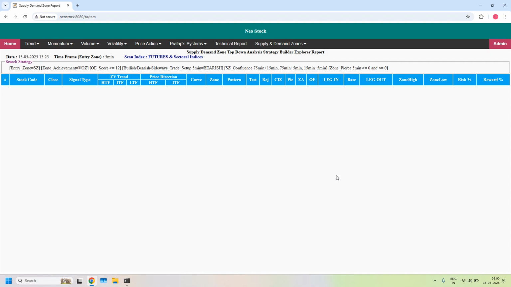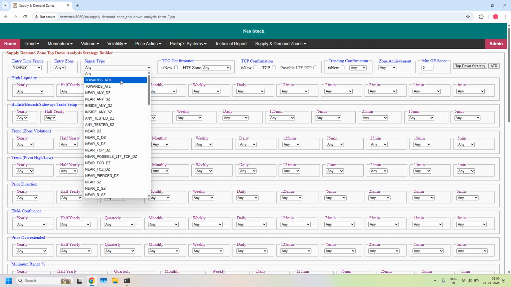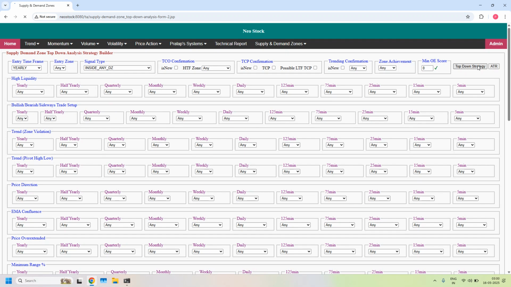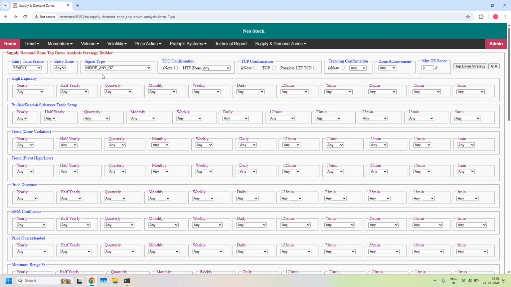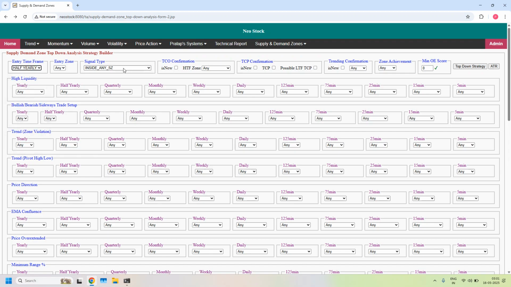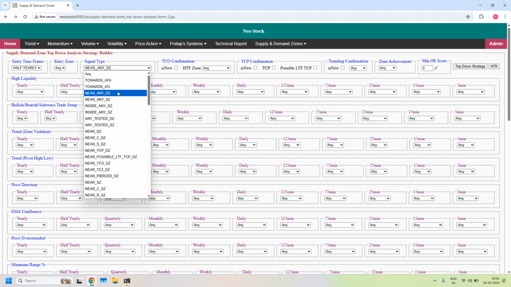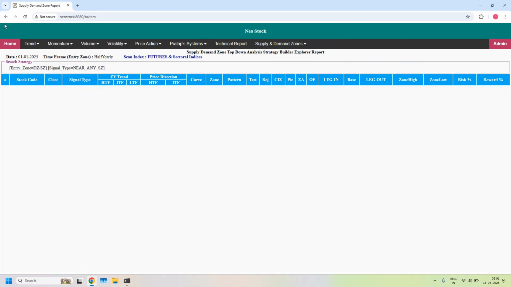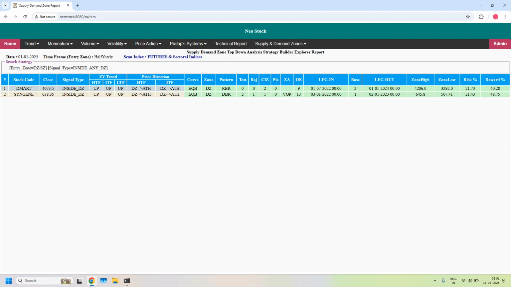Next we will look into finding the stocks near demand and supply zones very quickly. Starting with the yearly time frame. Price closed inside the yearly demand zone. 3 stocks are filtered. Next, price closed inside the yearly supply zone. No stocks. Next, half yearly time frame. Stocks near half yearly demand zone. No stocks. Stocks near half yearly supply zone. Also no stocks. Price closed inside the half yearly demand zone. We got 2 stocks.